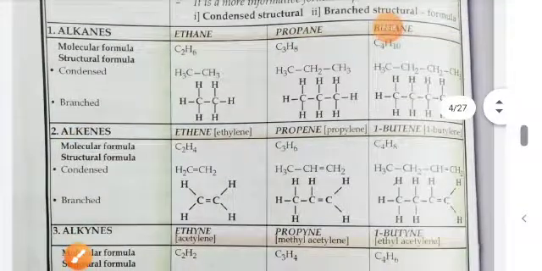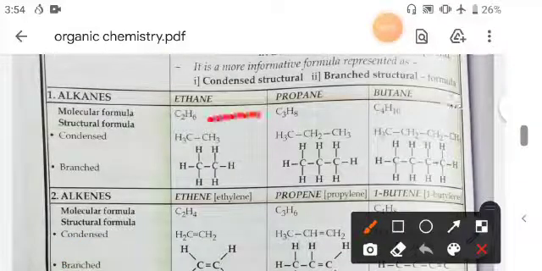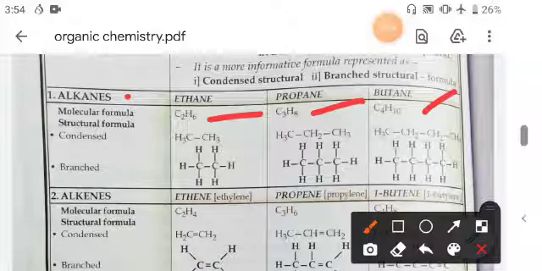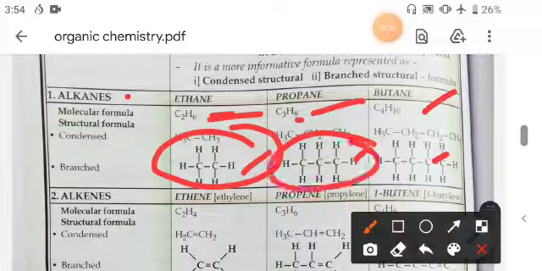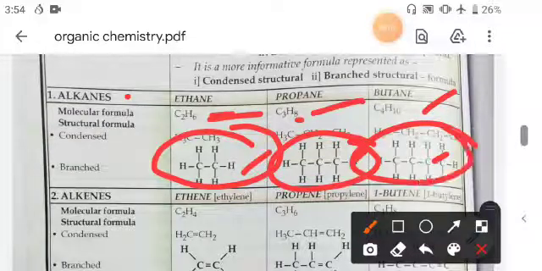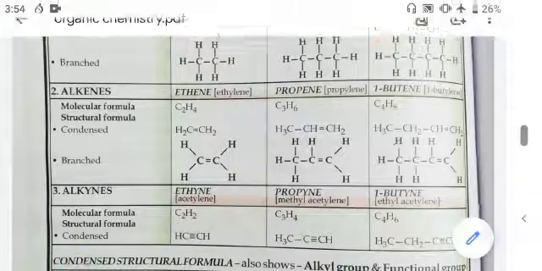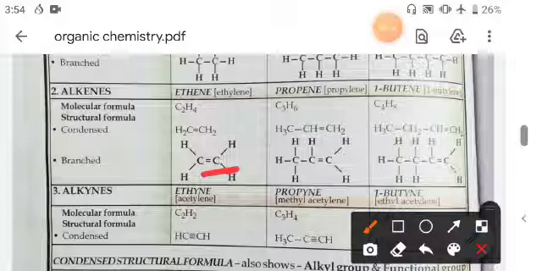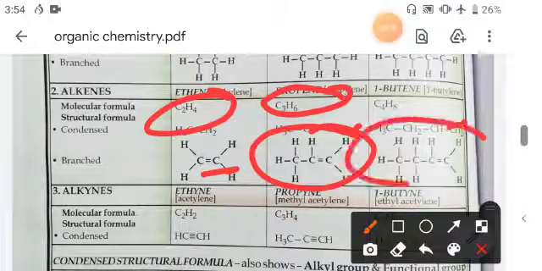Now alkanes, you know the molecular formula and structural formula. Here ethane, propane, butane: this one is the molecular formula, but the structural formula is given here. This one is the structural formula of ethane, of propane, and of butane. Now alkenes. Alkenes are double bonded, so double covalent bonds are there between the carbons. First example is ethene, then propene. This one is the molecular formula and the structural formula is given here.